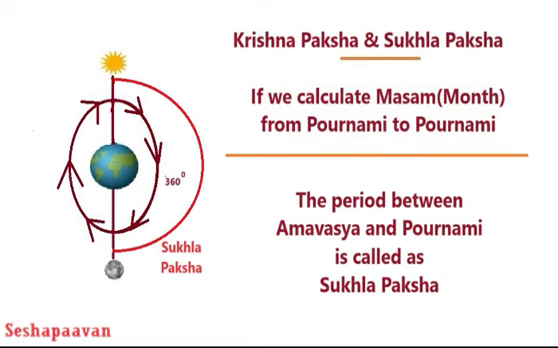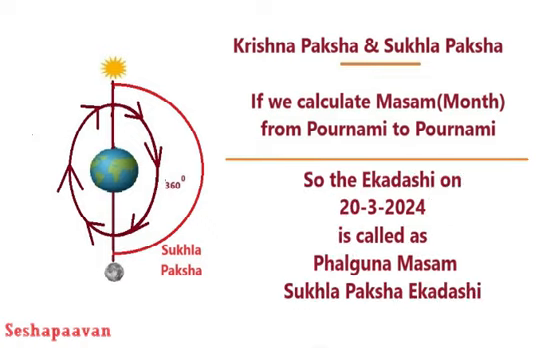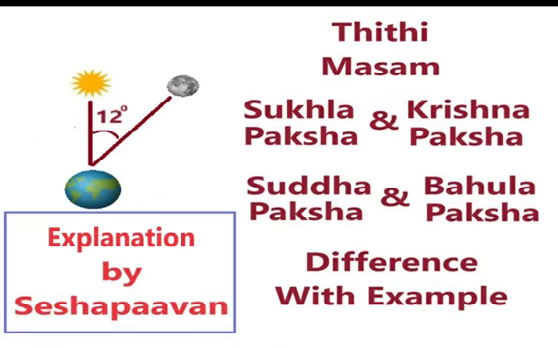Again, the period between Amavasya and Purnima is called as Sukhla Paksha. So the period between 11/3/2024 to 25/3/2024 is called as Sukhla Paksha in Palguna Masam. So the Ekadashi on 20th March 2024 is called as Palguna Masam Sukhla Paksha Ekadashi. So in this way, Sukhla Paksha, Krishna Paksha, Suddha Paksha, Bahula Paksha is explained with the example.